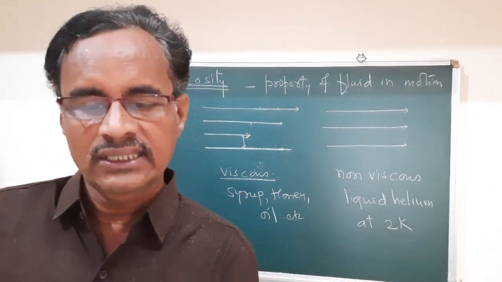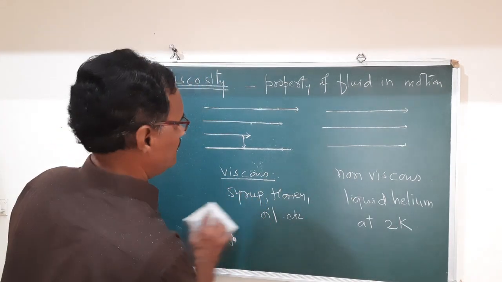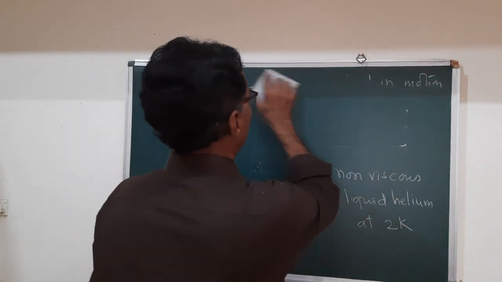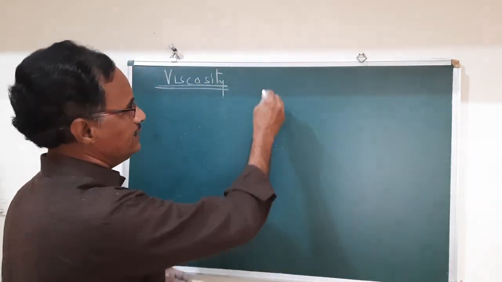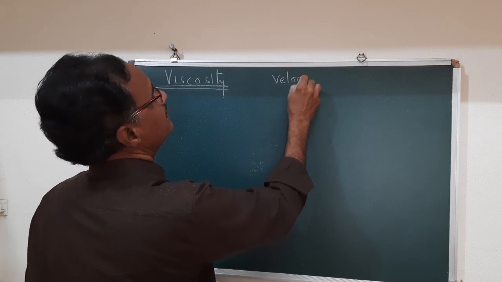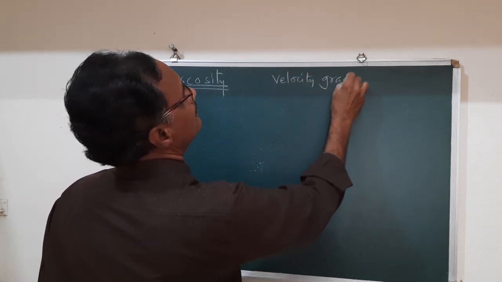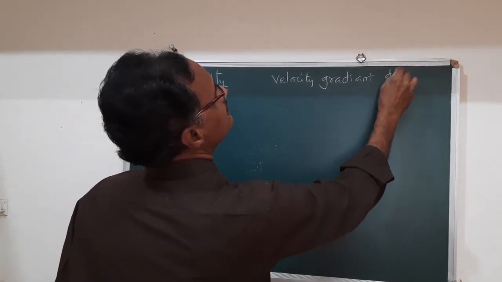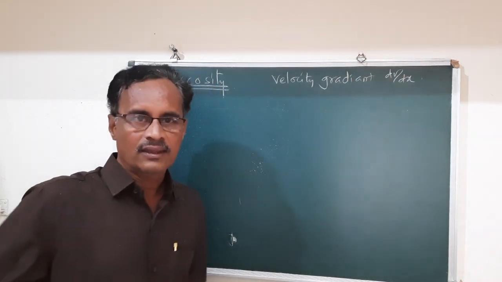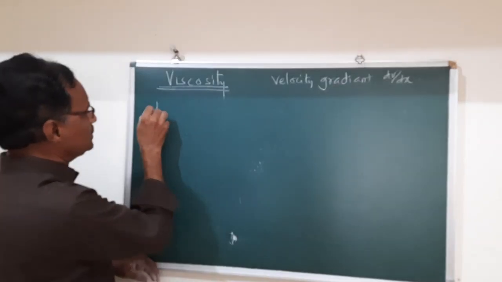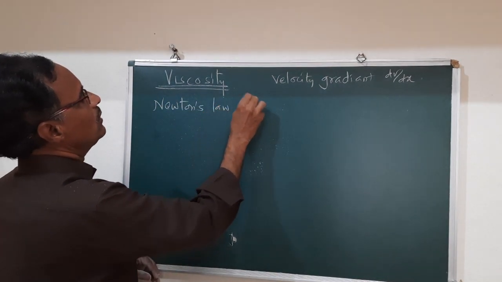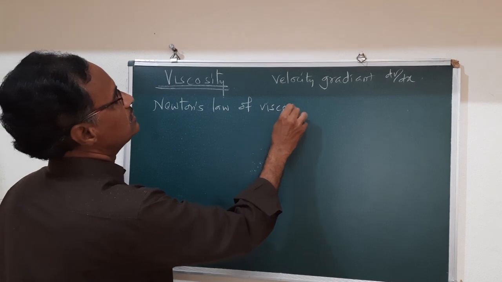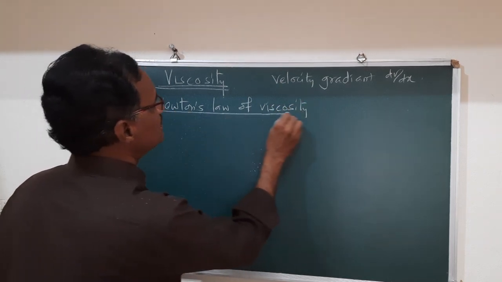Now according to this, there is Newton's law. You know the velocity gradient, that is dV by dx. That we know. Now, we have to state Newton's law of viscosity. What is Newton's law of viscosity?